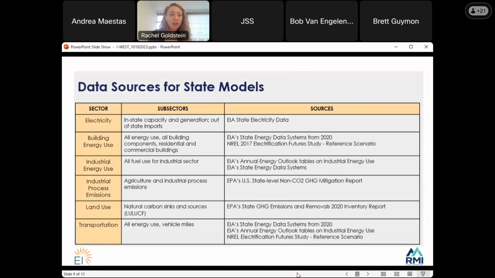Here we just have a list of some of the main data sources that we use, so you can see where we're pulling everything from. So most of our sectors are coming from national government resources like EIA, EPA, and NREL. Every now and then, especially for the state level models, we had to dig a little deeper to find more nuanced data. So that usually would come from state level data.